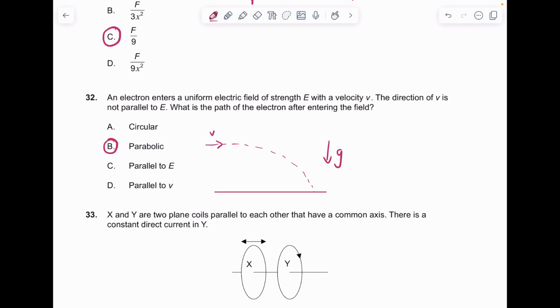We have a constant field, velocity v, and we're going to get exactly the same motion, just with a different field causing the force. It is parabolic. So the analogy is what would happen to a mass moving in a constant gravitational field. It would follow a parabolic path. It's the same physics, just slightly different equations.